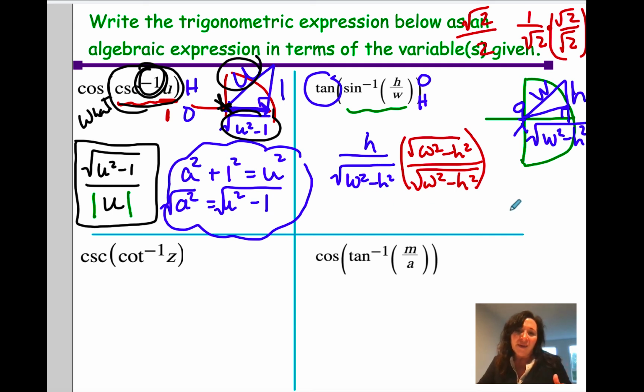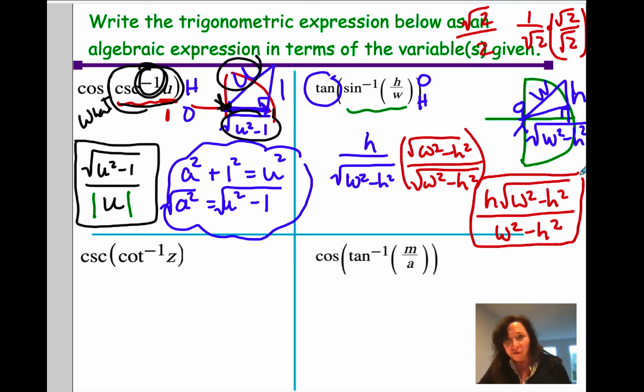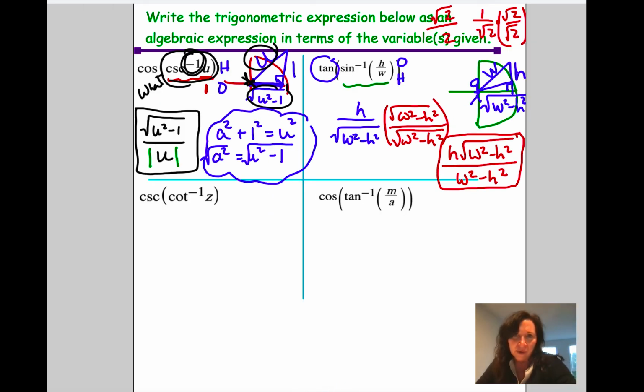And so when I do that, I am going to get h times the square root of w squared minus h squared all over my denominator, which remember, when I multiply a root by itself, not the conjugate, the same value, you're going to get whatever's inside, and that's going to be w squared minus h squared. And that's my correct answer for full credit. So remember, try not to leave roots on the denominator if you can help it.